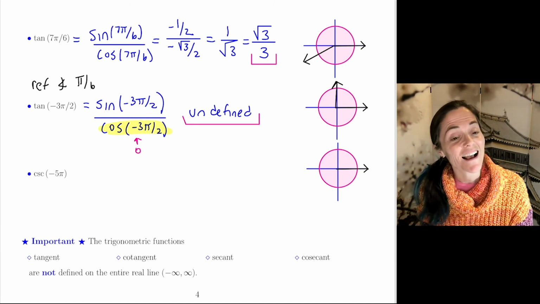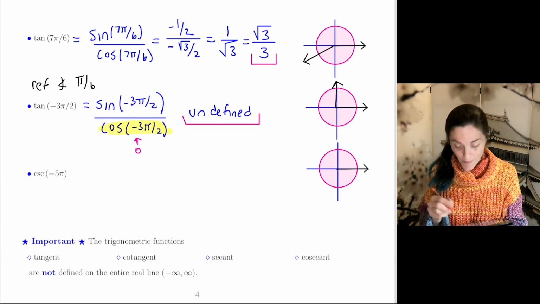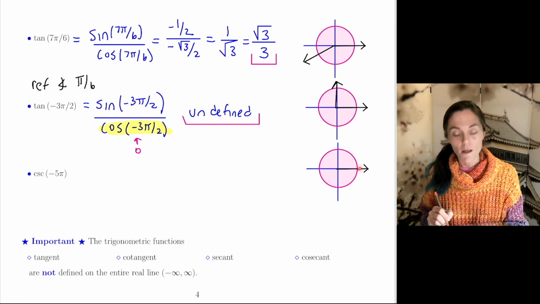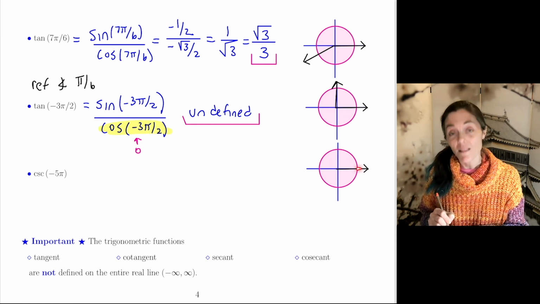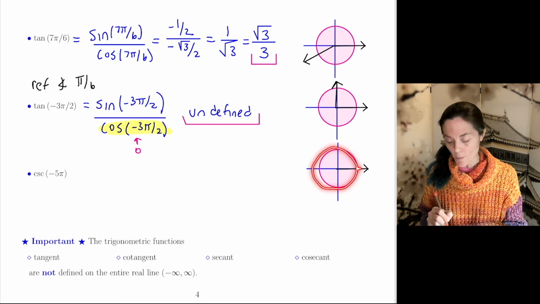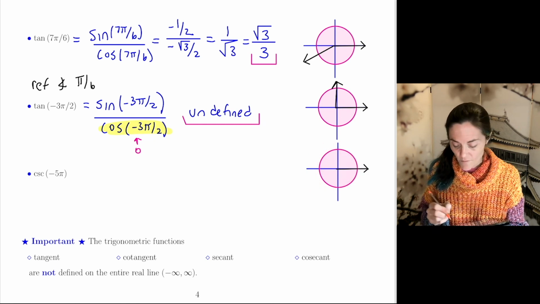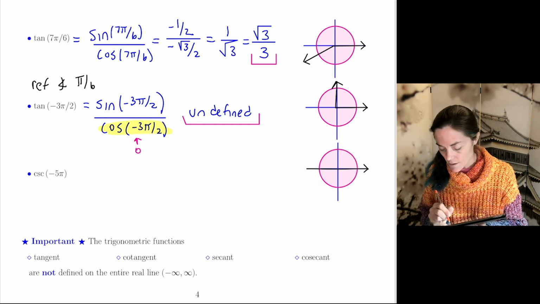Now one more, cosecant of minus 5 pi. First, let's draw our angle. Once again, we are moving clockwise, we have minus 2 pi. We have minus 4 pi. And then we go one more pi. So minus 5 pi is out here.